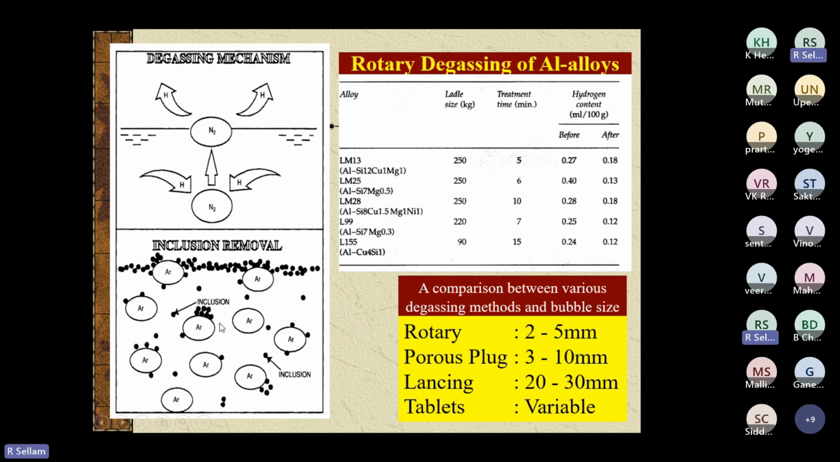Some inclusions are also removed by using argon gas. There are rotary degassing processes, with different sizes and different compositions available, and treatment times are given here. This is all data received from FOSECO: hydrogen content before and after degassing, and the efficiency of the various degassing methods by bubble size. It changes from rotary, to porous plug, to lancing, and tablets. Tablets are a degassing treatment as well.